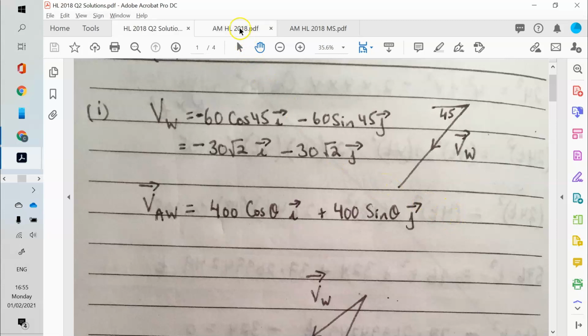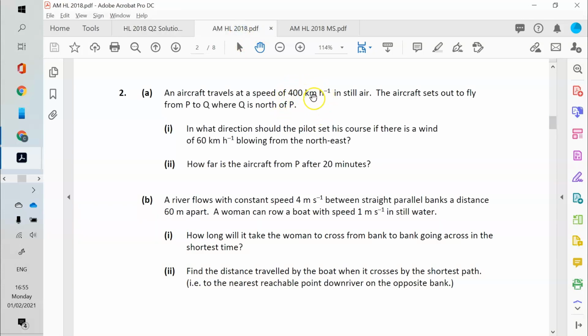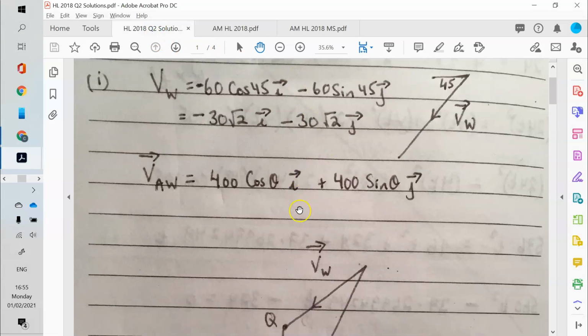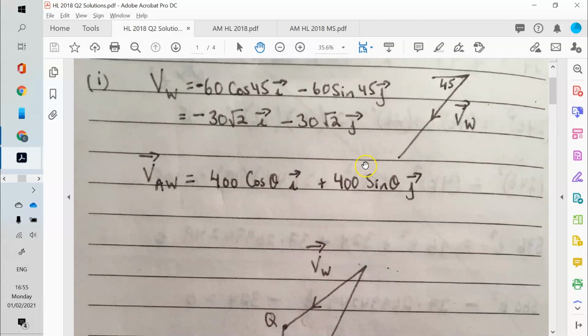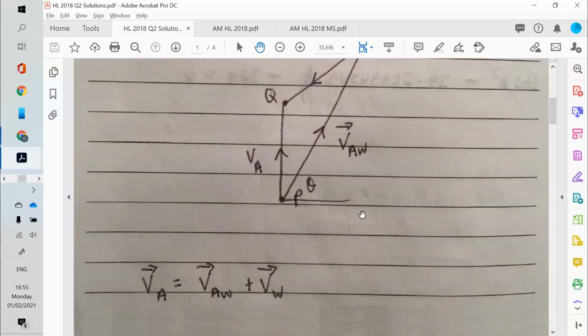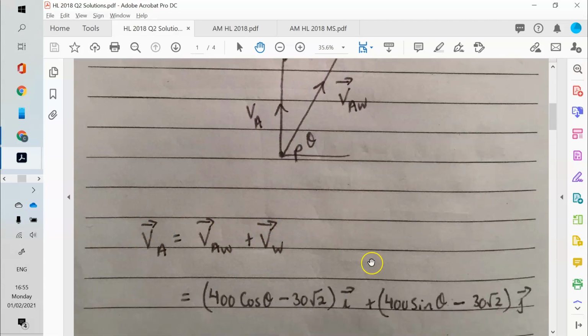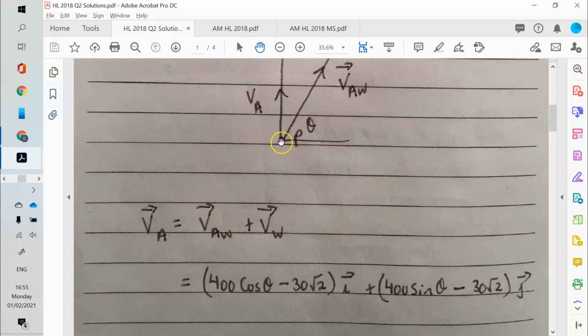The actual velocity of the aircraft, we were told, the magnitude of it at least, is 400 kilometers per hour. So we can write it using this diagram as 400 cosine theta in the i direction plus 400 sine theta in the j direction. We just don't know what theta is yet. Okay, we then have our formula which connects these two. So we write down our formula and we substitute into that.